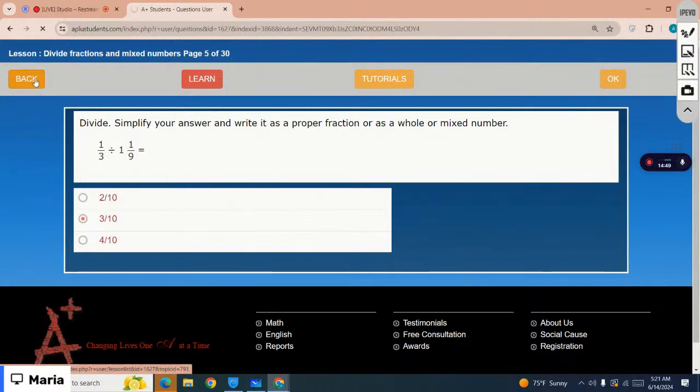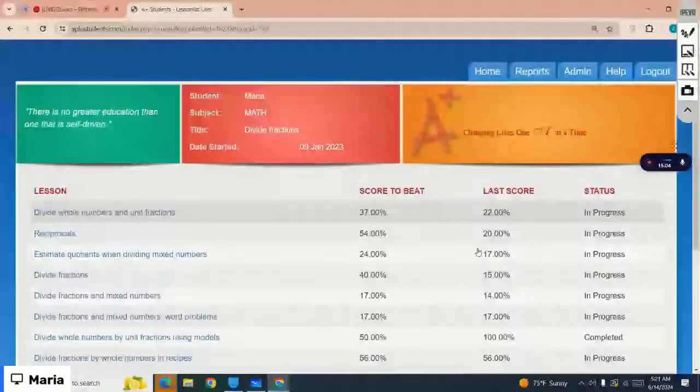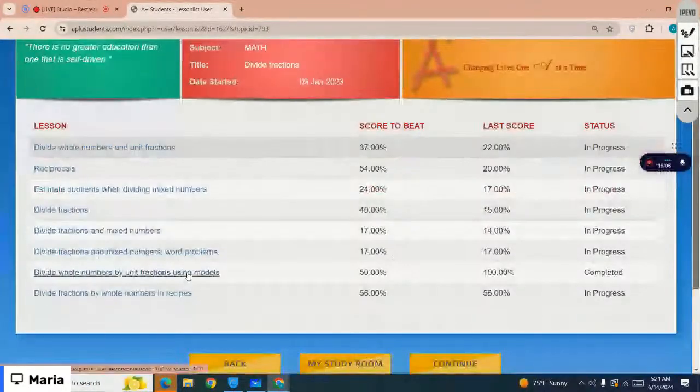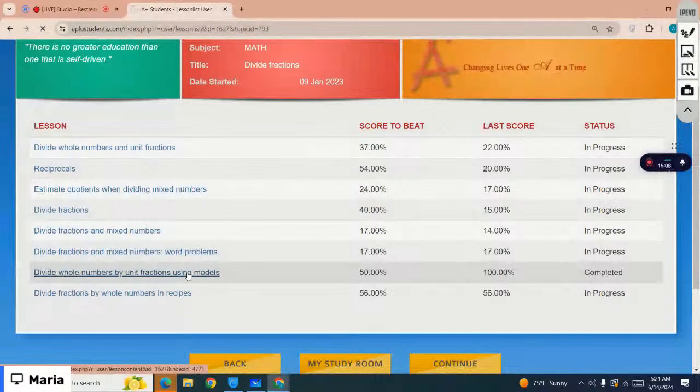And the next lesson is divide whole numbers by unit fractions using models.